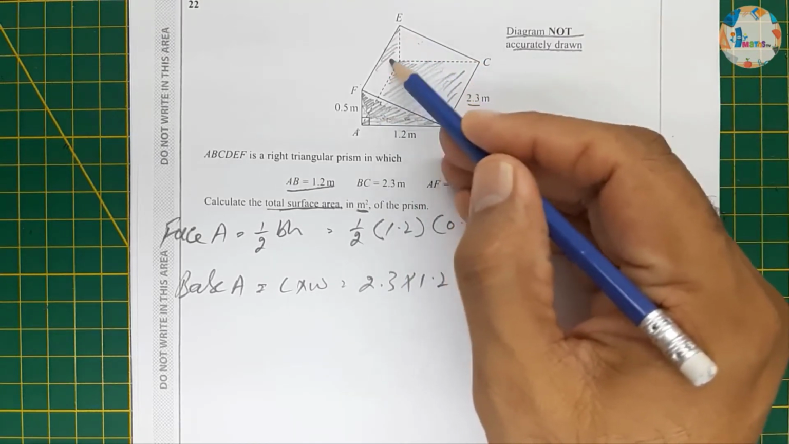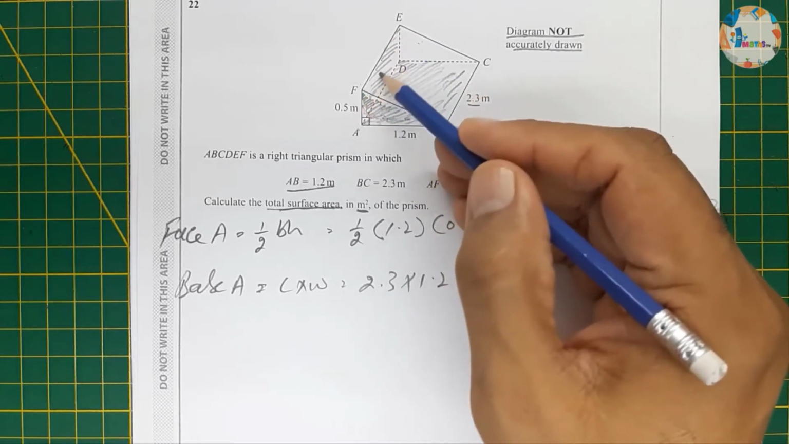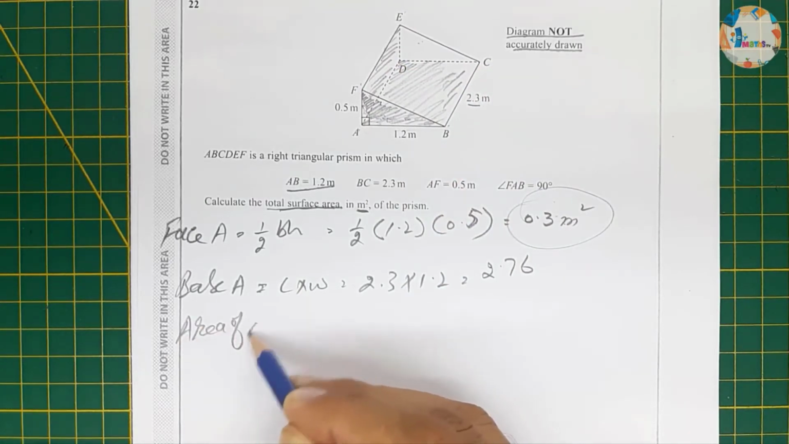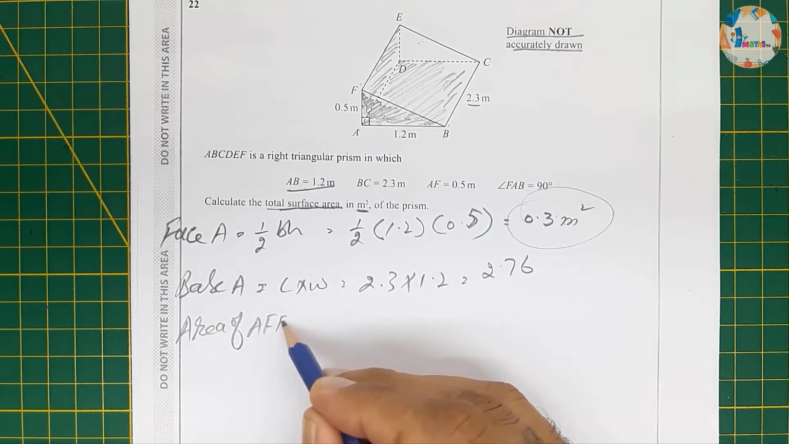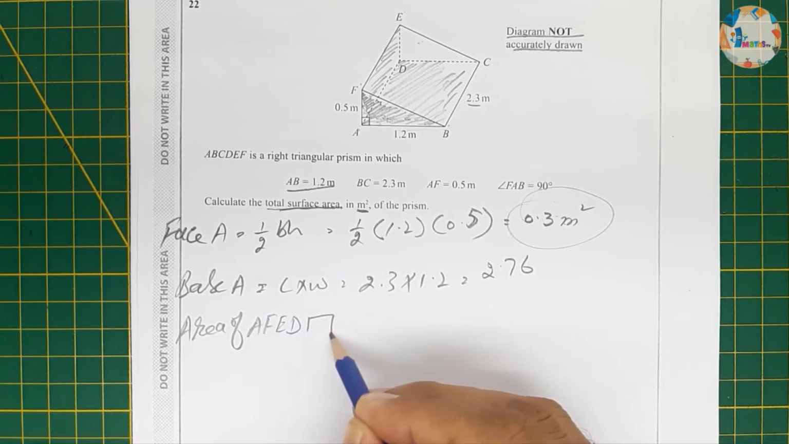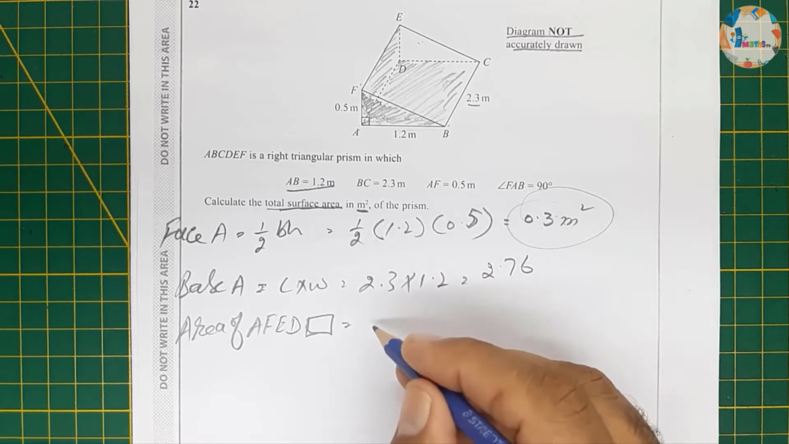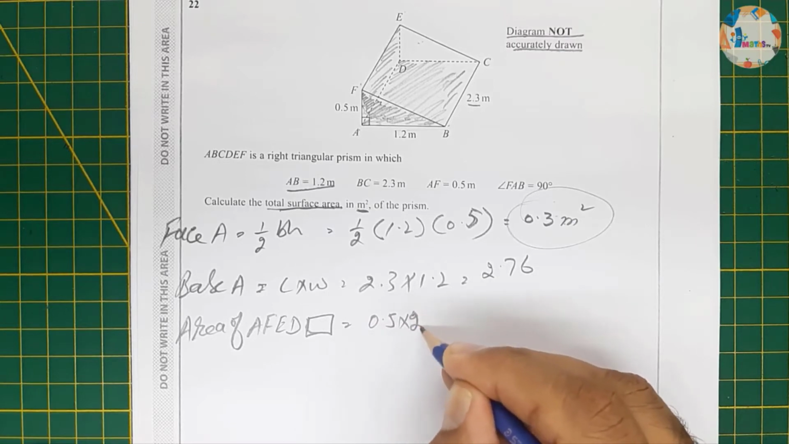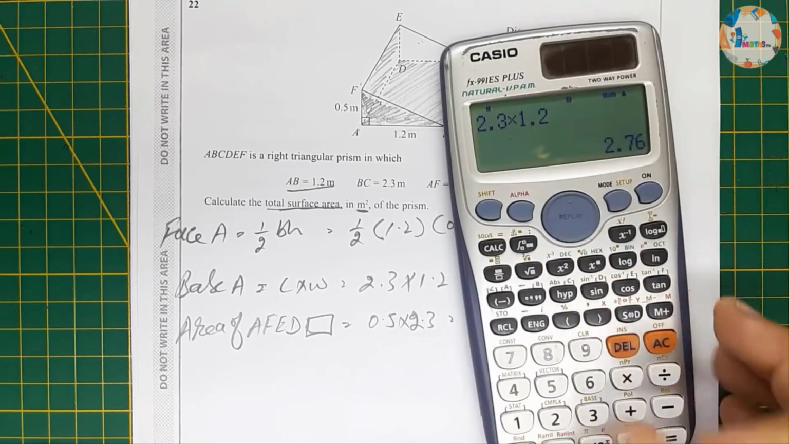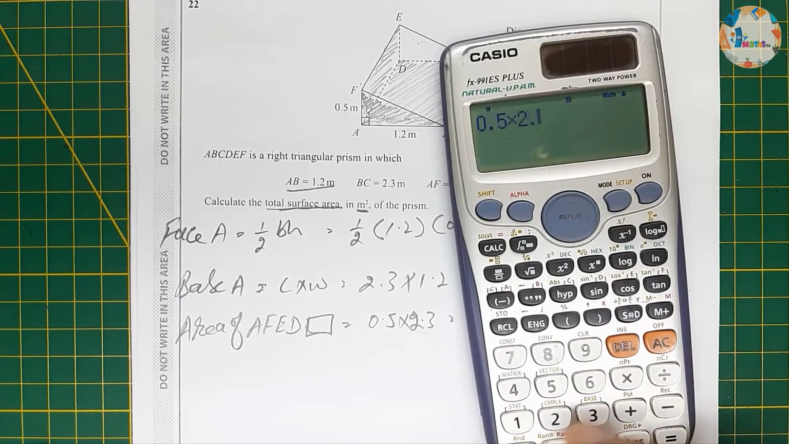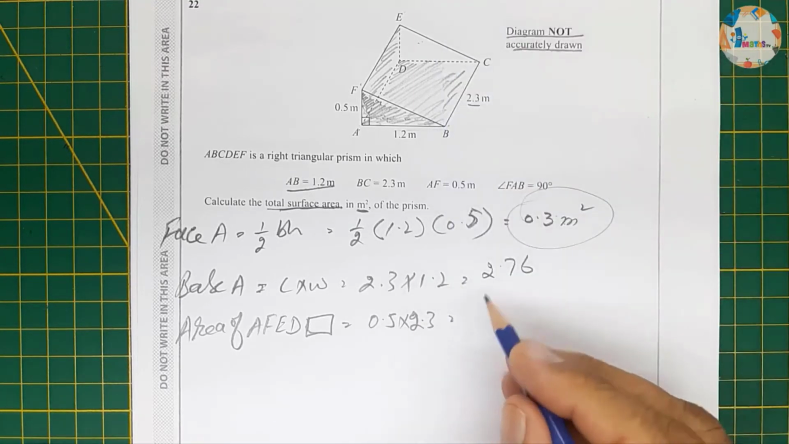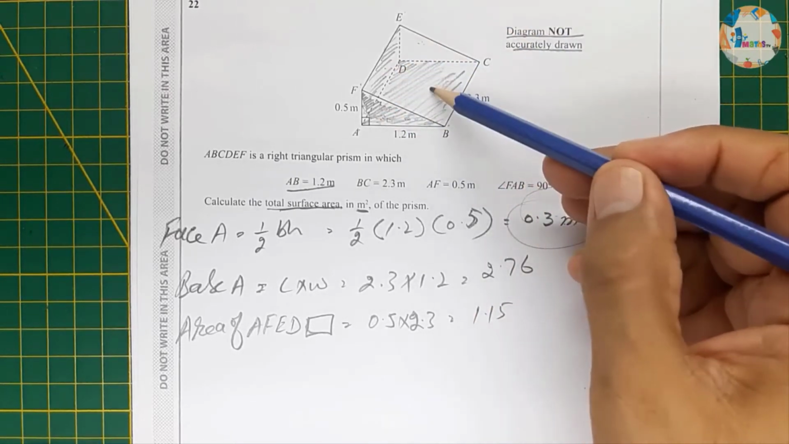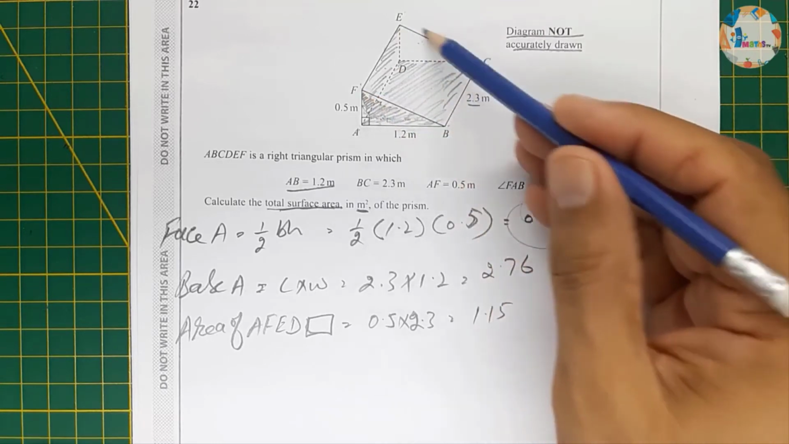And now we need this rectangular area, which is the back side, AFED. So the area of AFED, this is basically a rectangle, will be equal to how much? Will be equal to 0.5 multiplied by 2.3, which is equal to 0.5 into 2.3. This will be equal to 1.15. Now we got this one, this one, this one, this one. Only this slanting area, sloping area is required.